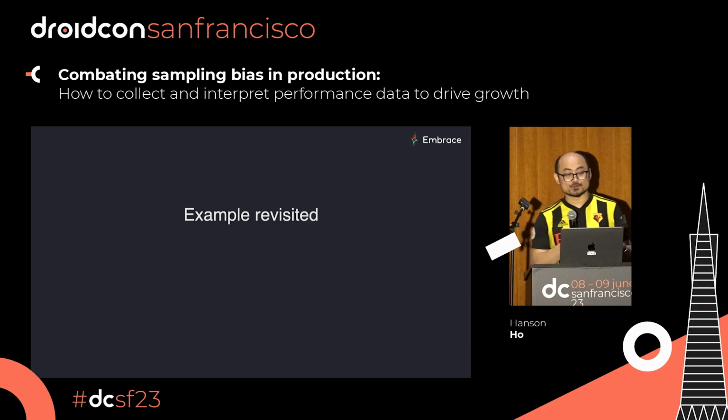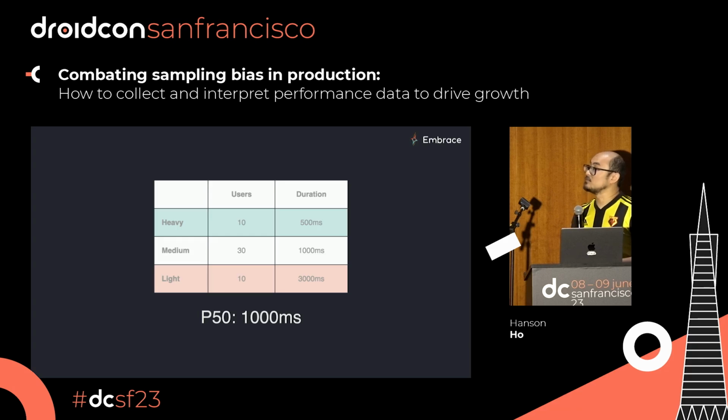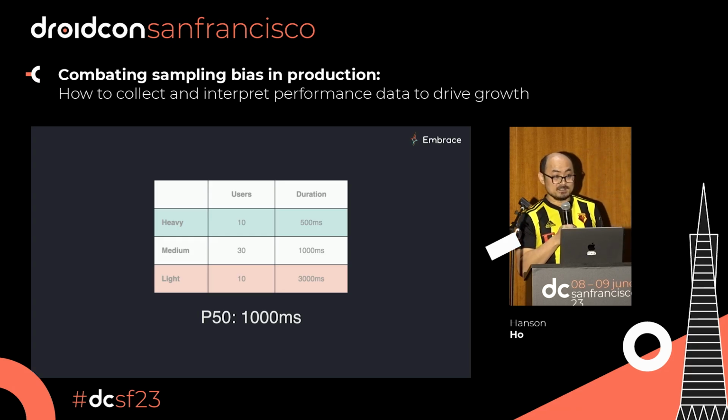So using users as a unit of analysis, let's revisit our previous example. And because this is a contrived example, it's easy to consolidate all data points for a user into one because it's all the same. Heavy users, 500 milliseconds, light users, 3,000 milliseconds. But instead of having multiple data points, each user is one data point. So what is P50 now? Well, P50 is 1,000 milliseconds. It's what a medium user sees.